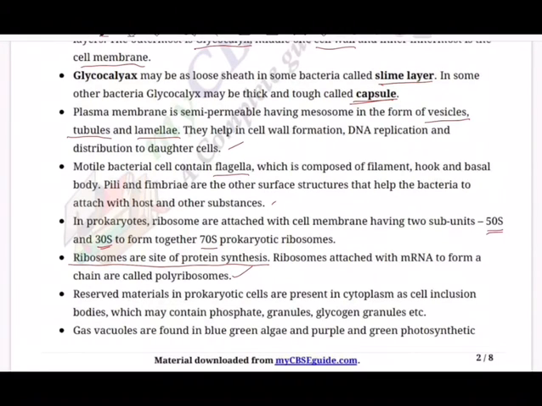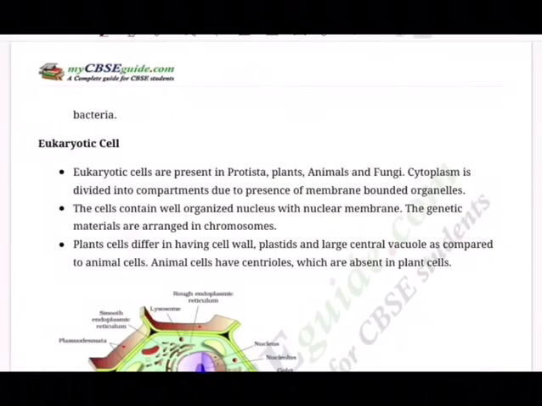Reserved materials in prokaryotic cells are present in the cytoplasm as cell inclusion bodies which may contain phosphate granules, glycogen granules. Gas vacuoles are found in blue-green algae and purple and green photosynthetic bacteria. And what about eukaryotic cells? Of course, eukaryotic cells are present in protista, plants, animals and fungi.